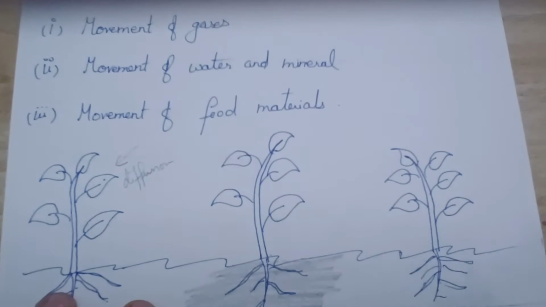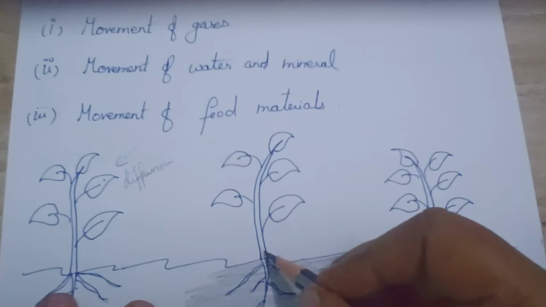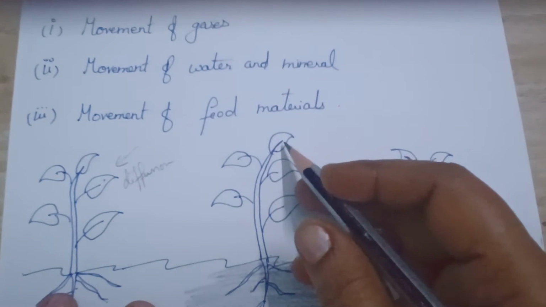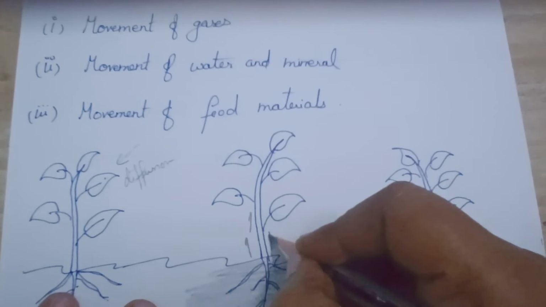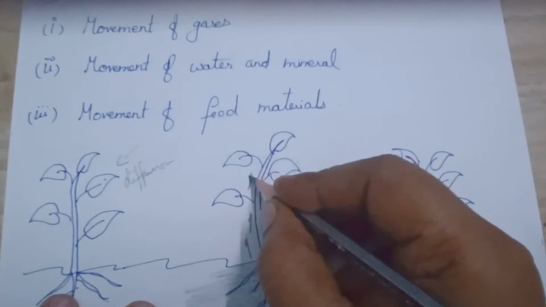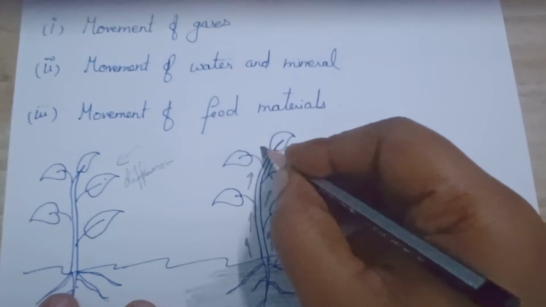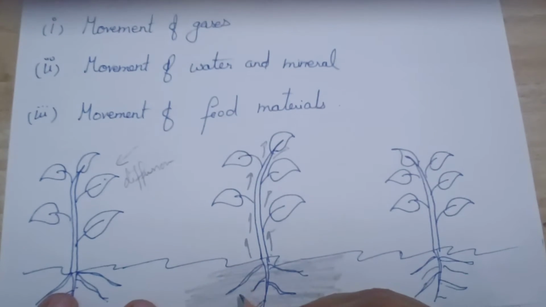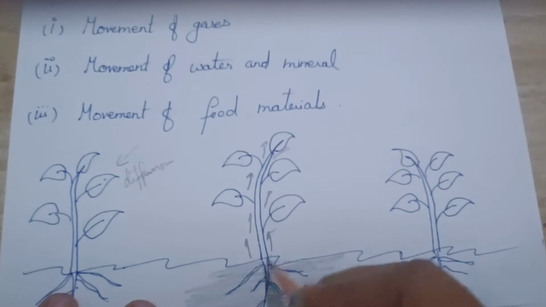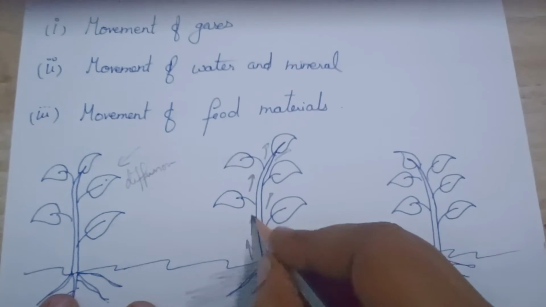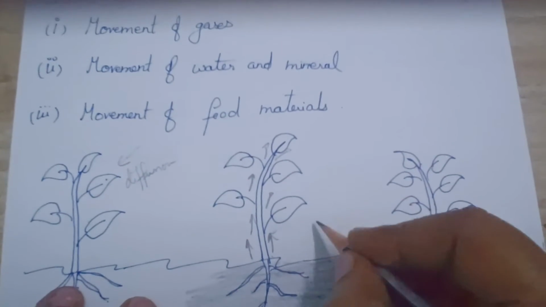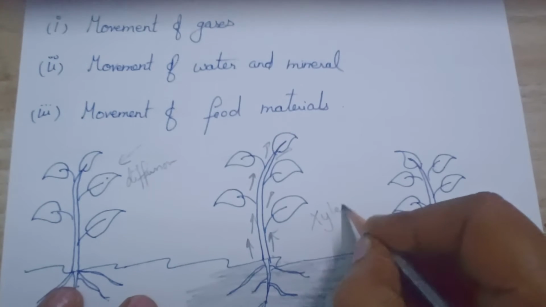From the soil it has to be transported to all the parts of the plants, right? So it has to move in this direction, starting from the root to the tip. So it is moving in this direction. This is carried out by the xylem tissue.